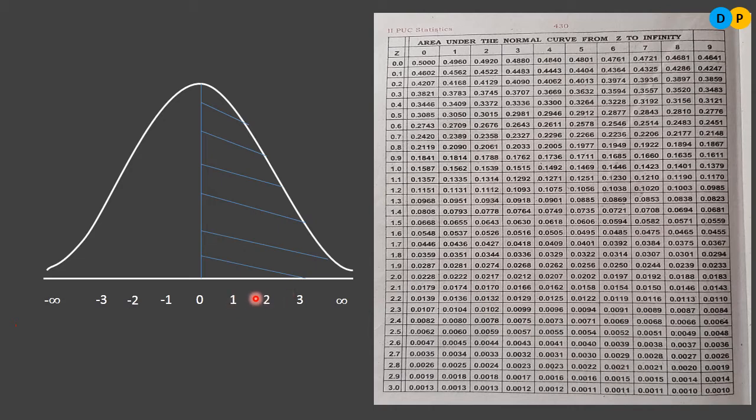On the other hand, if I want to know the area from 1.25 to infinity, then the row heading is 1.2, and I need to look out for the fifth column. The fifth column is here, and this is the value. So the row heading is 1.2 and the column heading is 5. The answer is 0.1056, which is the area from 1.25 to infinity. This is how we find the value of the area under a normal curve.